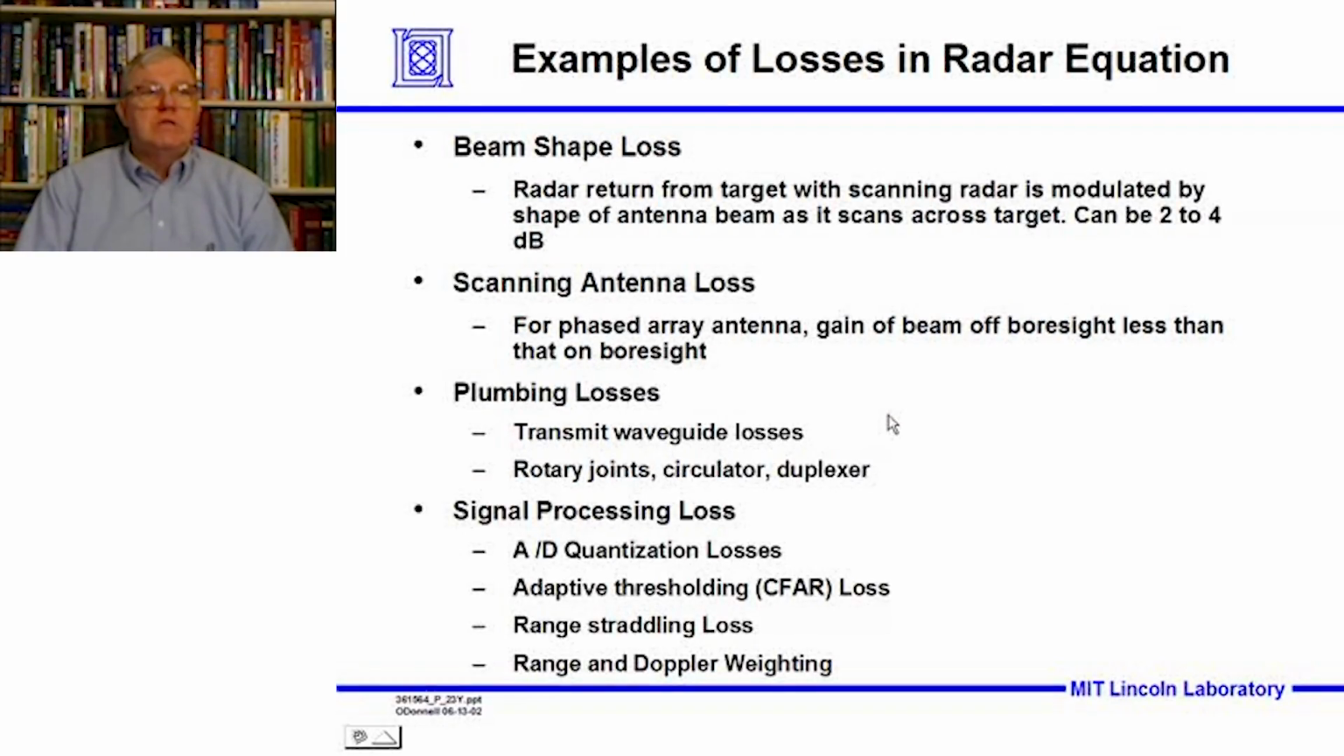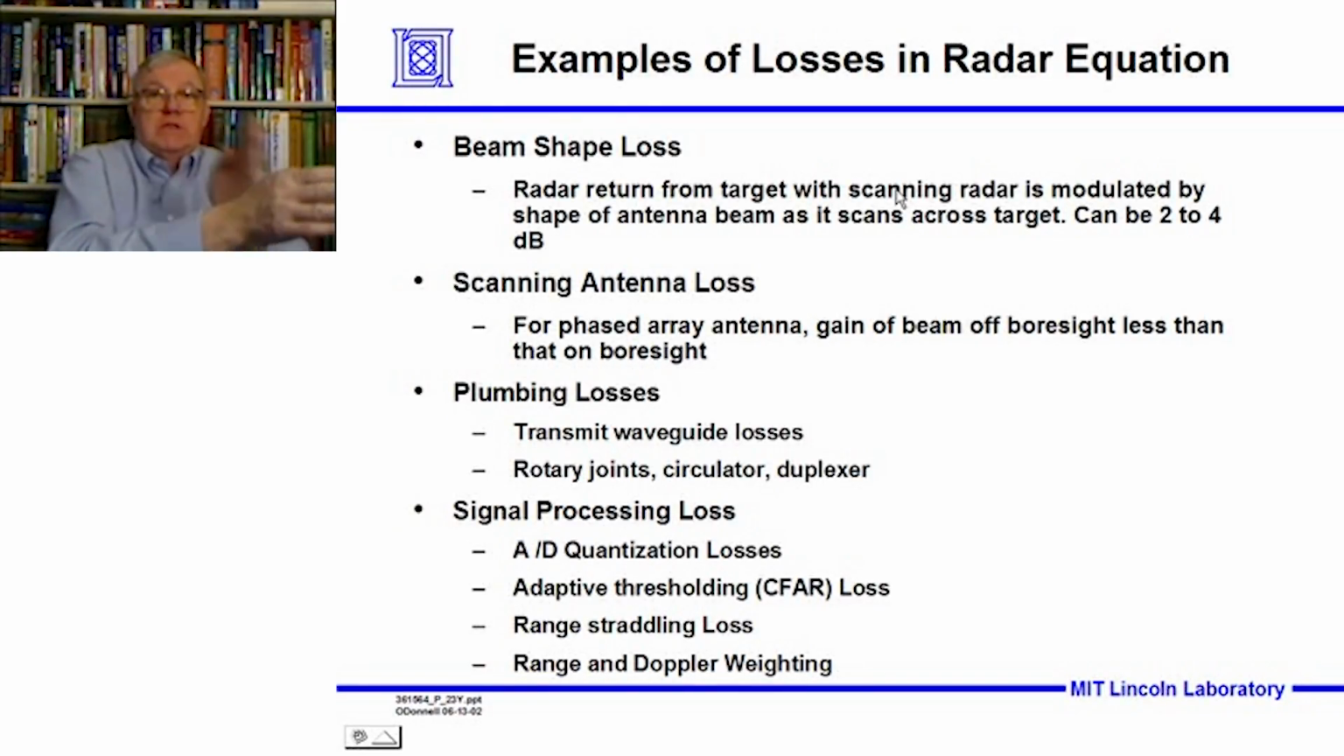Okay. Now I'd just like to go over a number of different losses in particular and talk about them to give you a little more of a physical intuition of some of the main losses. One I talked about earlier, and this is particularly in scanning antennas that mechanically scan, the radar return is modulated by the antenna as it moves across. The gain of the antenna is higher.